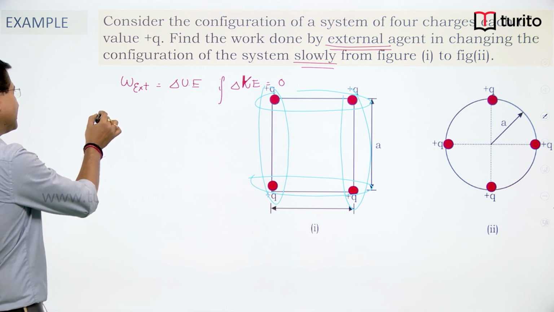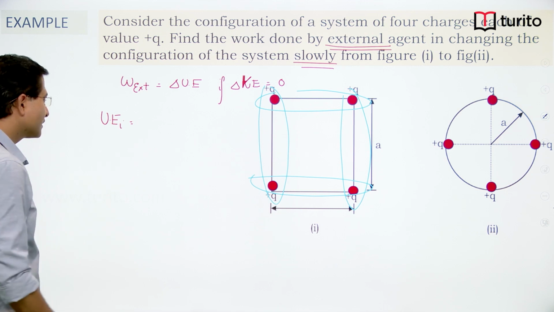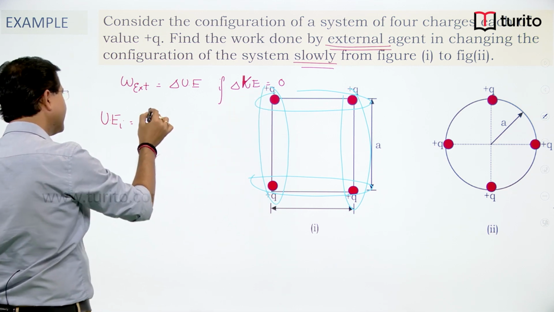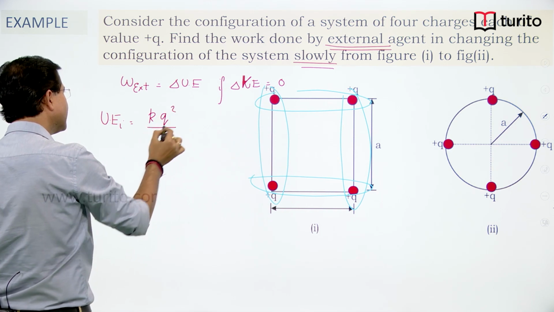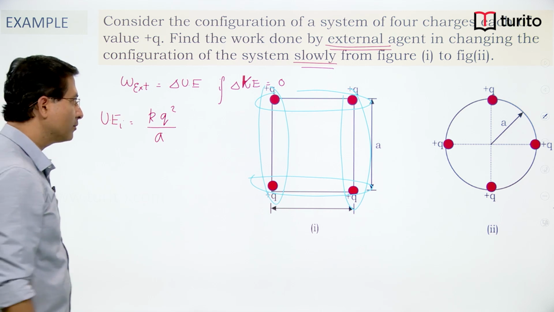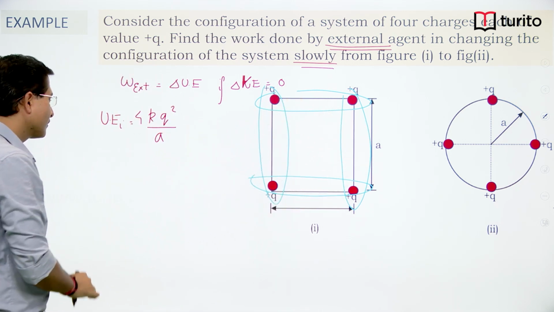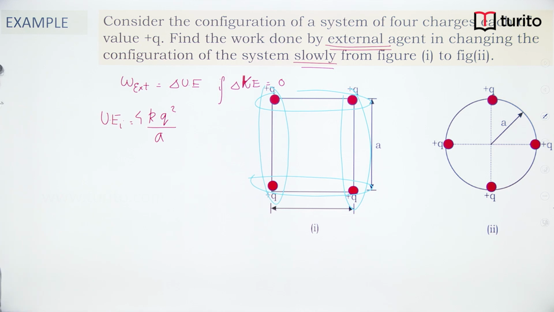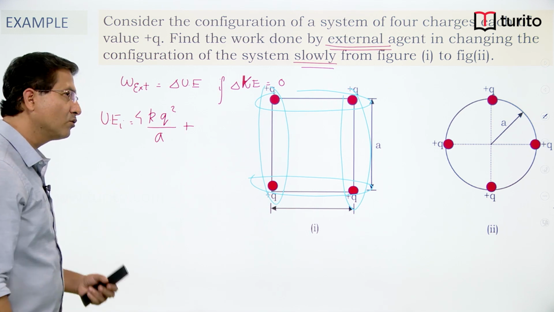So potential energy initial is equal to K Q1 Q2, that will become Q square divided by separation A, and how many such combinations are we getting? 4. So I can write 4 here, right, plus there are 2 combinations left.